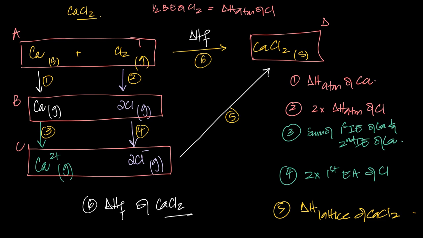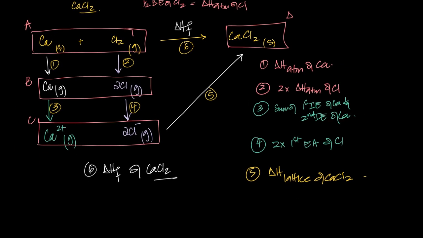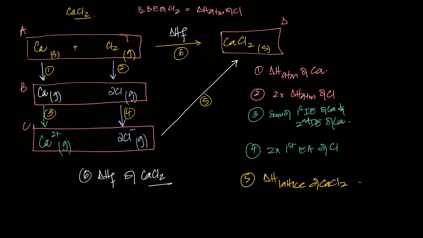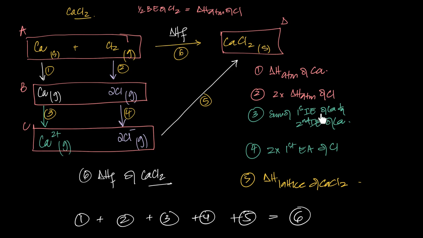And basically, this is a Hess cycle. What does that mean in terms of a Hess cycle? It simply means that 1 plus 2 plus 3 plus 4 plus 5 equals 6. And if you know all of the values but one, you can find that. Generally speaking, this is how we find the value for the lattice enthalpy of a compound, because we actually have 1, 2, 3, 4 in data booklets, and generally we're given the formation and we are told to find this. So this is the application of the Hess cycle to find the lattice enthalpy.